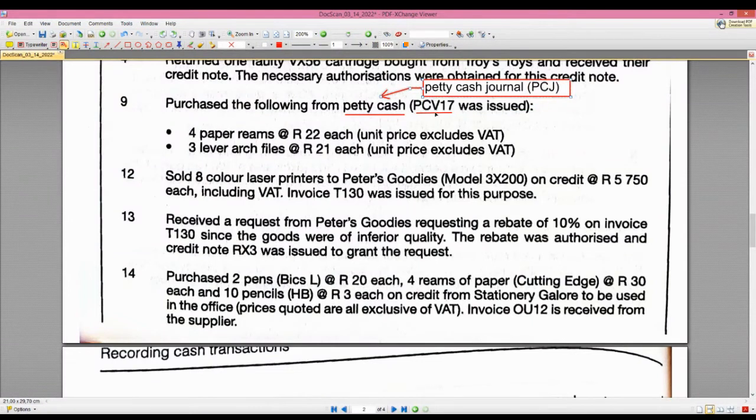Then they tell you, for the purchases, we've issued PCV 17. Now this is your source document or document number. Okay, so this is the document number you're going to use in your table. Now let's see what we have acquired. Okay, we got 4 paper reams at 22 Rand each, 3 lever arch files at 21 Rand each, and all of these exclude VAT. Okay, because of the fact that we are a VAT vendor, when we do this transaction, we will have to account for the expense.